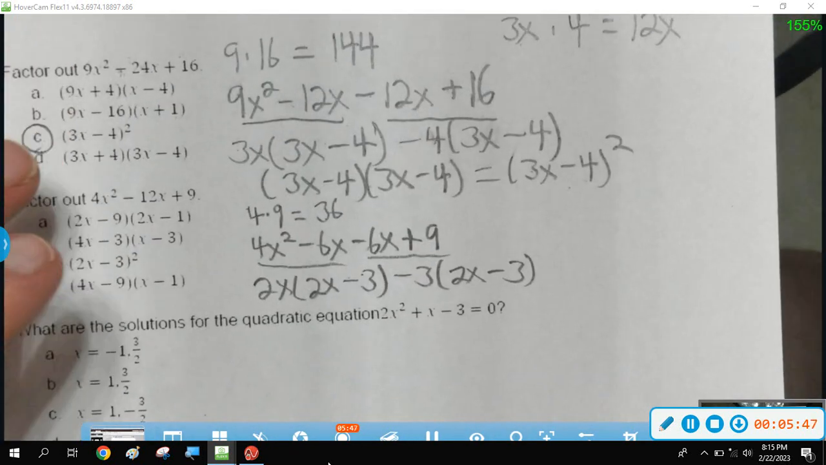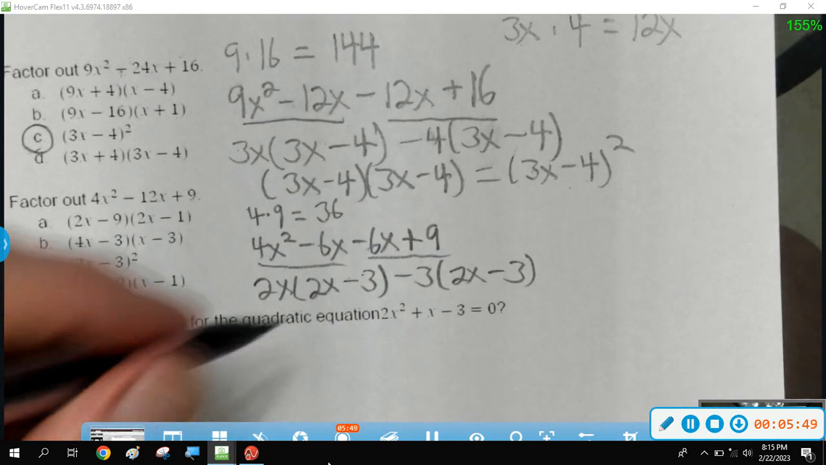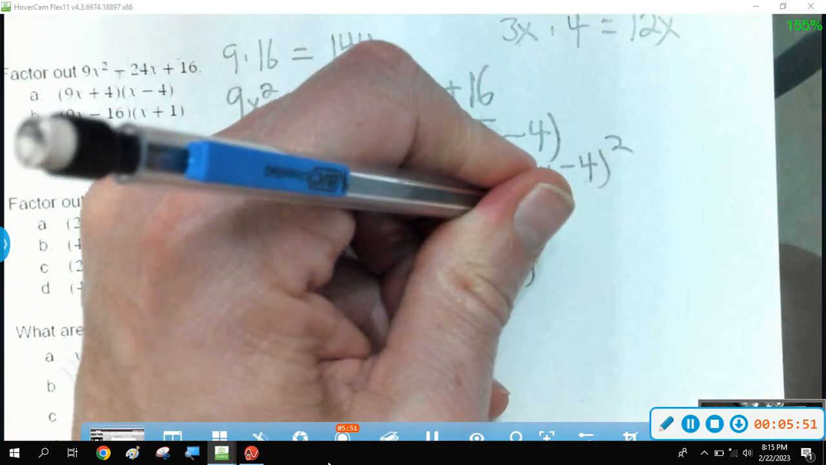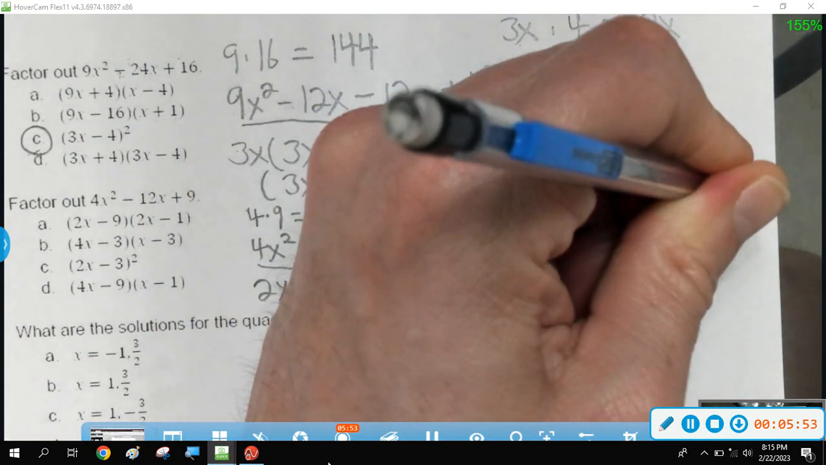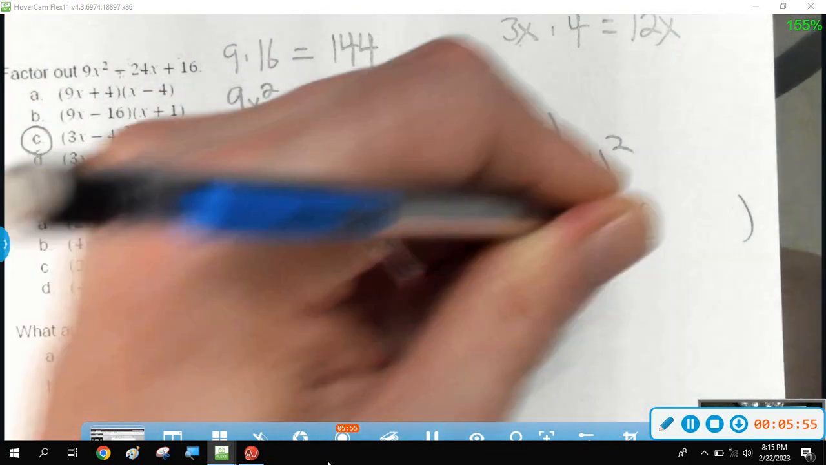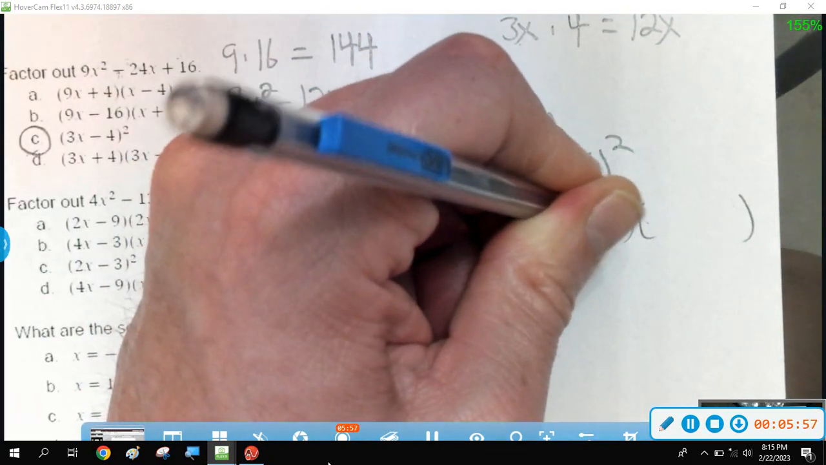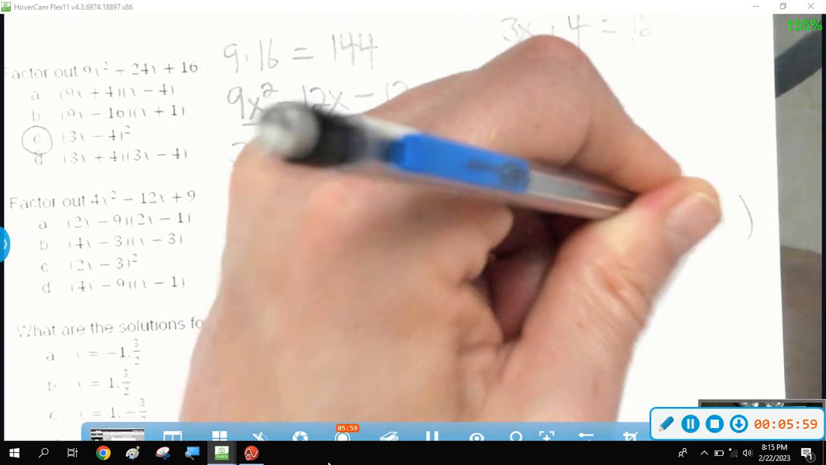Okay, from here, remember the last step, to go back in and factor these parts out. I need a set of two parentheses where the first set is this number, they match, which is good, 2x minus 3. And here I'll have also 2x and a minus 3.